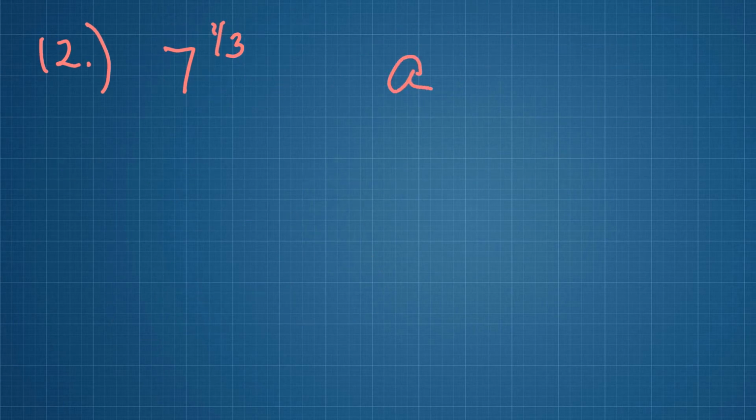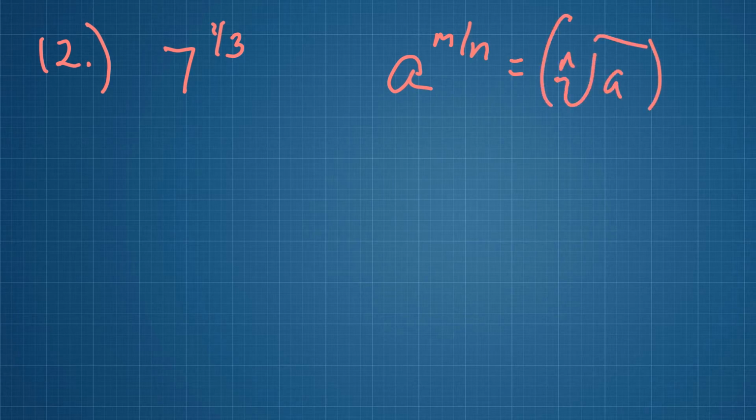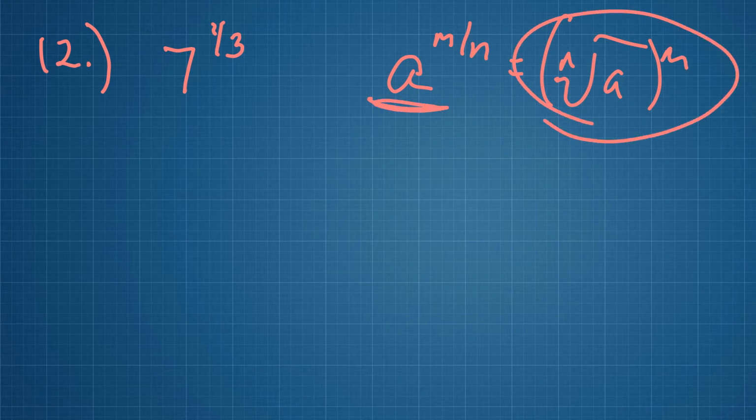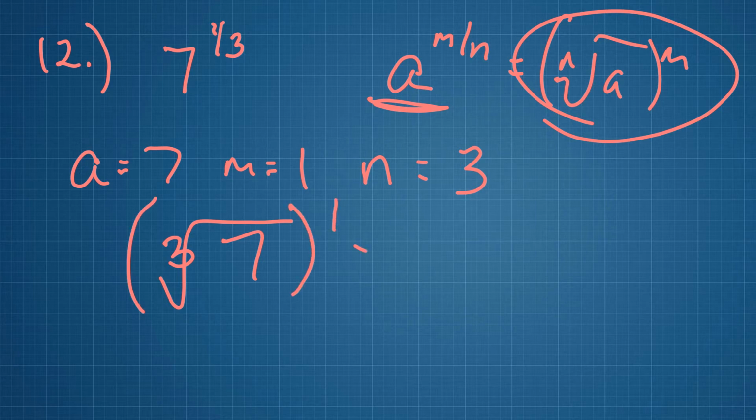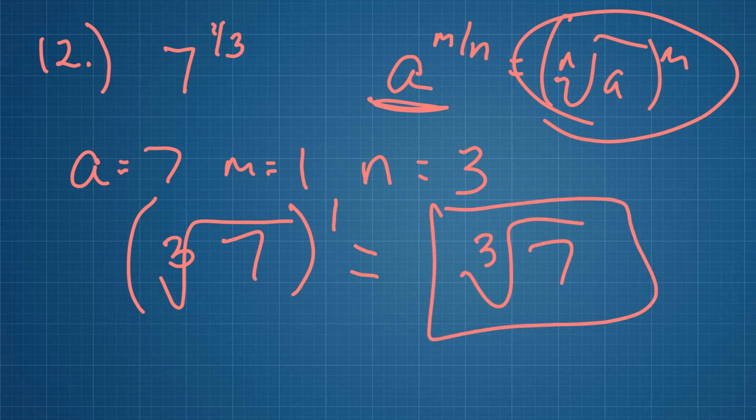Alright, we're back to using that previous formula. So I have a to the m over n equals the nth root of a all to the m. Well, I have this side, so I'm going to make this side show up. So a is 7, m is 1, n is 3. So I'm going to make this the cube root of 7 all to the first power. And the book's going to want you to simplify that, so your final answer should just be the cube root of 7. And that's it.